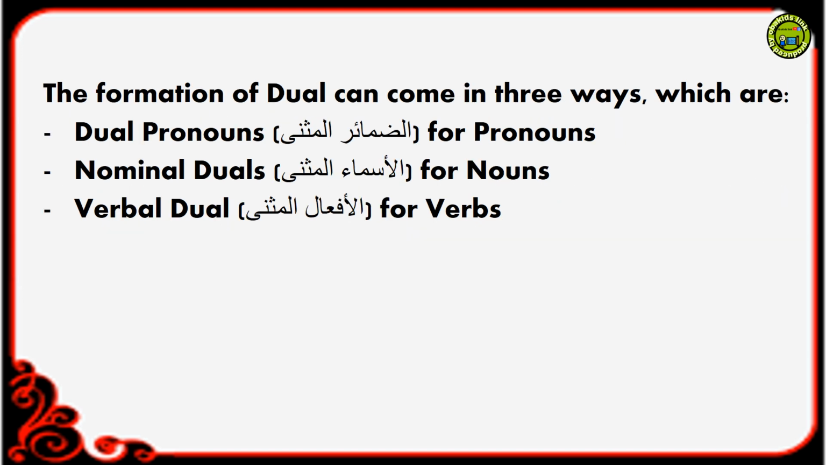The formation of dual can come in three ways, which are: 1. Dual pronouns الضمائر المثنى for pronouns. 2. Nominal duals الأسماء المثنى for nouns. 3. Verbal dual الأفعال المثنى for verbs.